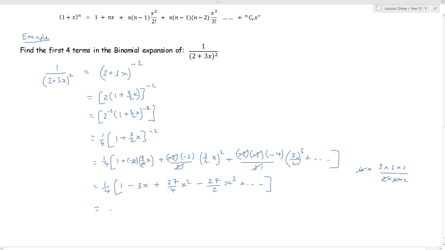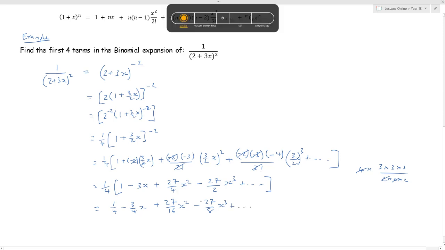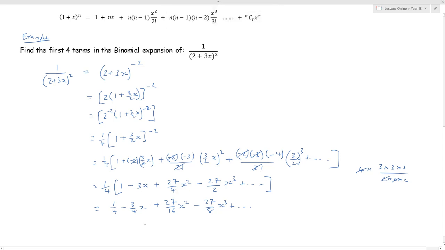Now if I multiply everything by a quarter, I get a quarter minus 3 over 4 x plus 27 over 16 x squared minus 27 over 8 x cubed, and that's our expansion. So all done, except I need to find a range for which it's valid. Now in the last one we used this part of the equation, but we can also use this one here. So if we look at that, let's write it up here.